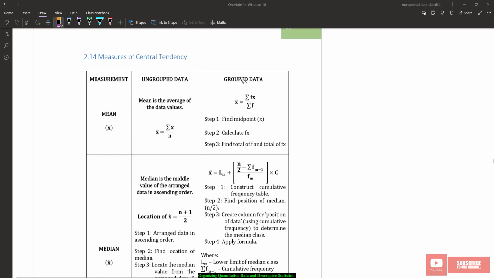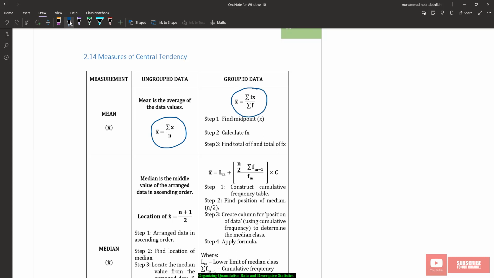So now let's look at measure of central tendency. Under measure of central tendency, we will learn mean, median, and mode. Right? Mean is the average of the data values. Right? So the formula for mean for ungrouped data is summation of x divided by n. This is for ungrouped data. For grouped data, summation of fx divided by summation of f.